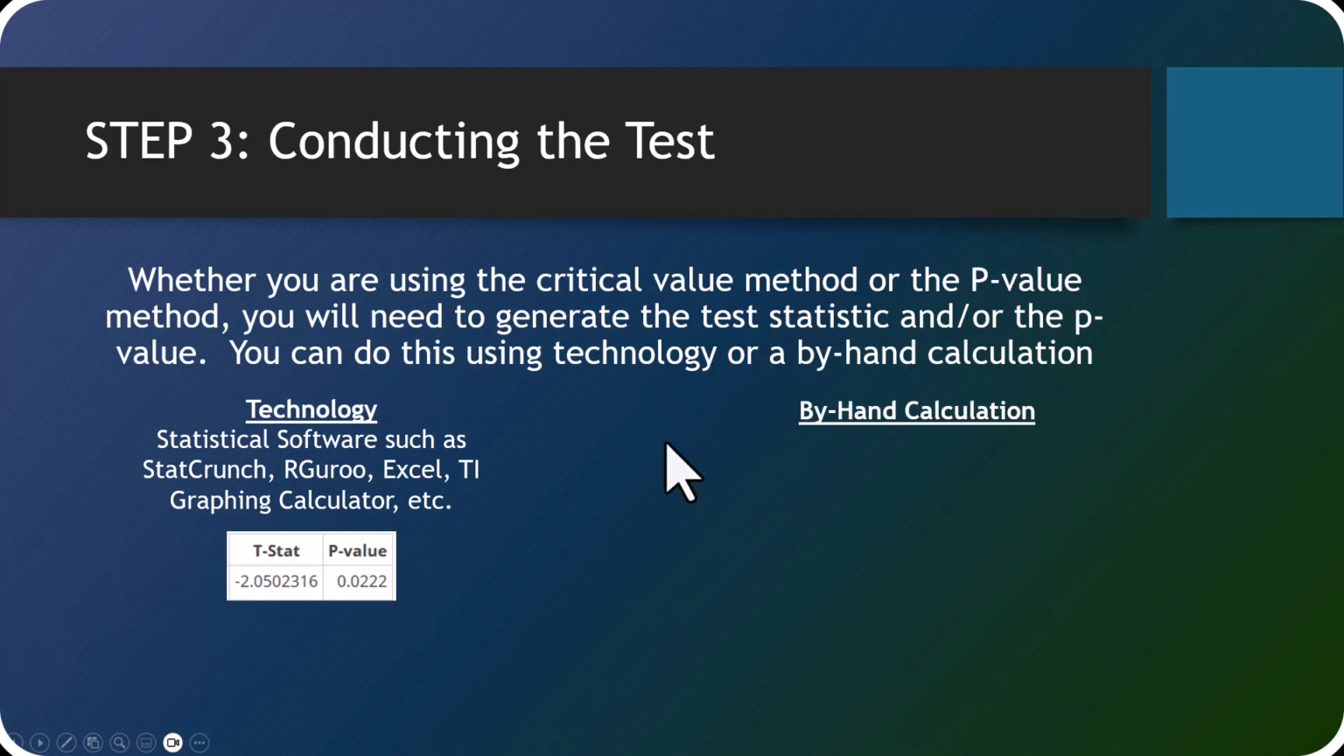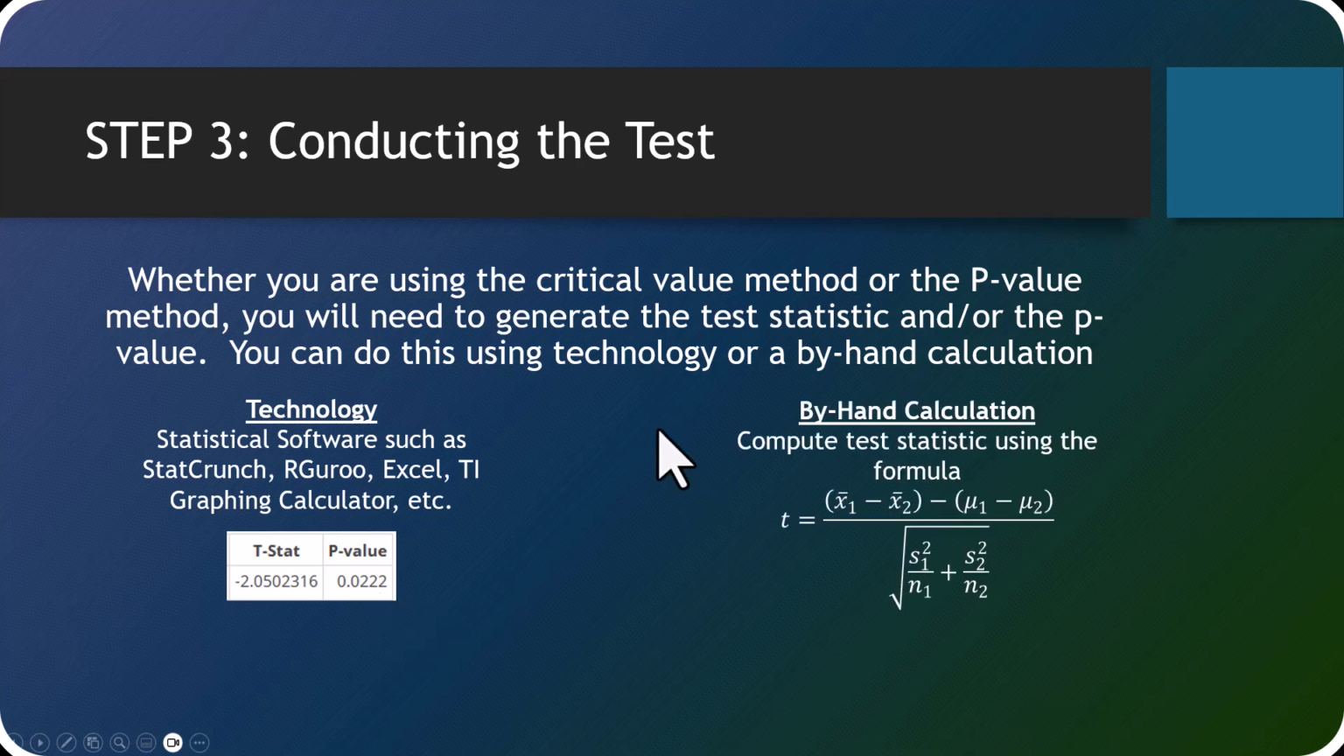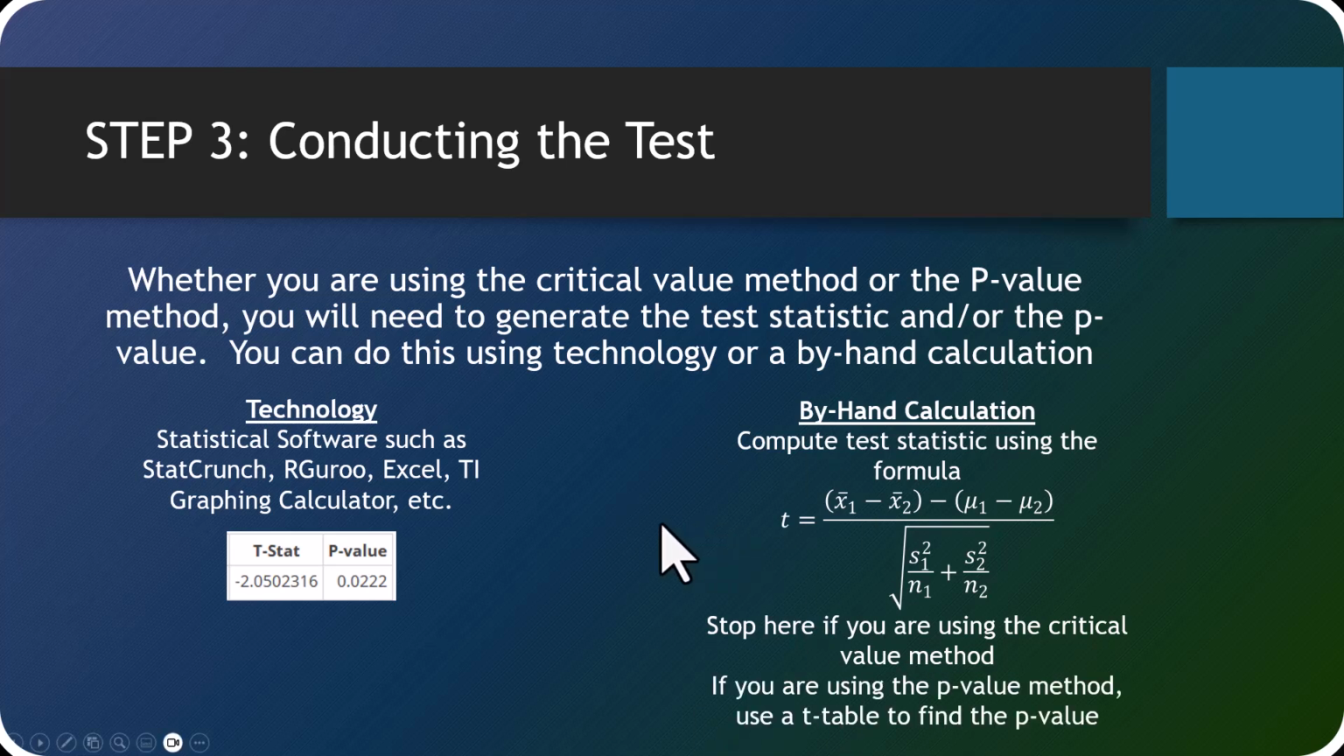All right, if you want to do a by-hand calculation, you have to use this fun, exciting little formula here to compute your test statistic. Okay, and if you're using the critical value method, that would be enough. If you're using the p-value method, then you have to use a t-table to look up the p-value associated with this t for the given degrees of freedom. And again, just remember that the tables that you use are going to give you less precision than the technology.